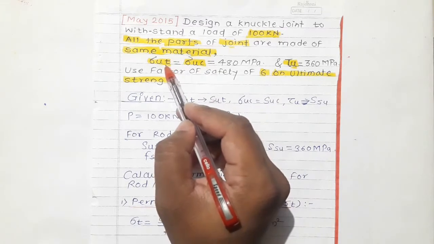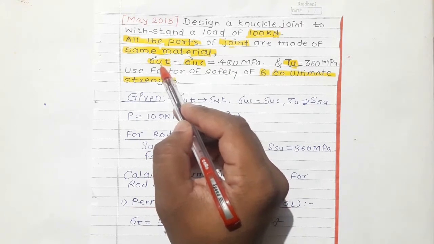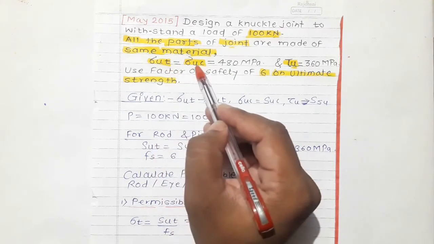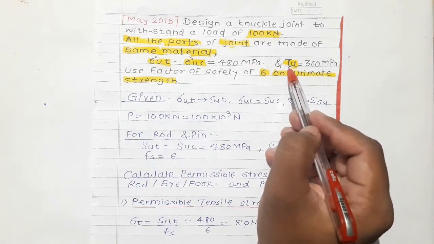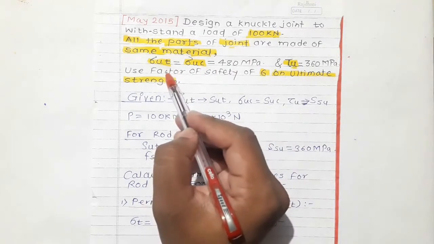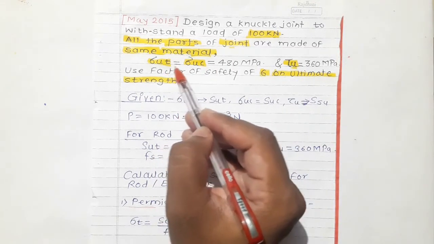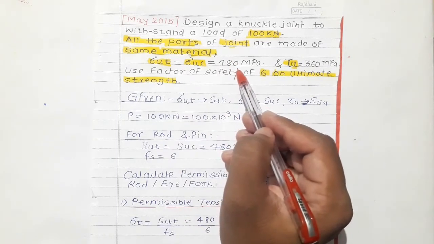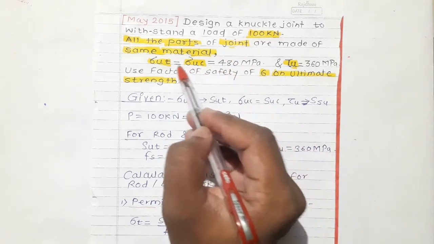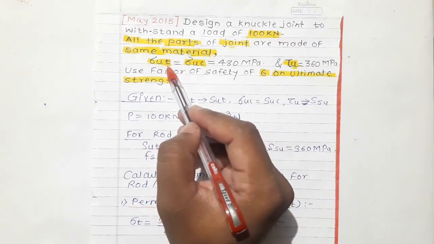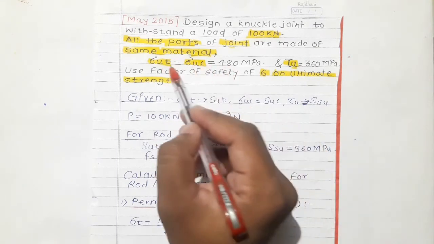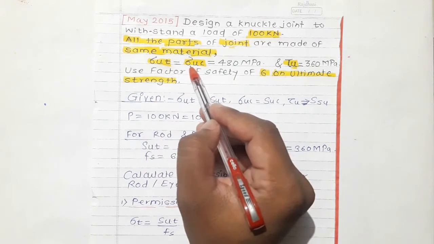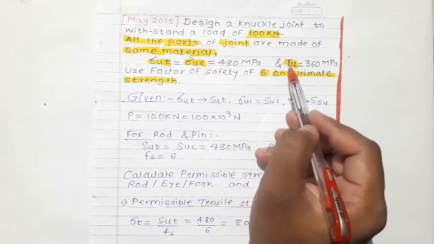Then the next and very important part of this problem statement is that instead of giving notation SUT for ultimate strength, they have given the notation sigma UT. Instead of SUC, here it is given sigma UC, and instead of giving notation SSU, here it is given tau U. We know that the ultimate strength in tension, compression, and shear is nothing but the failure stresses. For such failure stresses, generally we use the notation like SUT, SUC, and SSU. But here different notations are given: for SUT, sigma UT; for SUC, sigma UC; and for SSU, tau U.